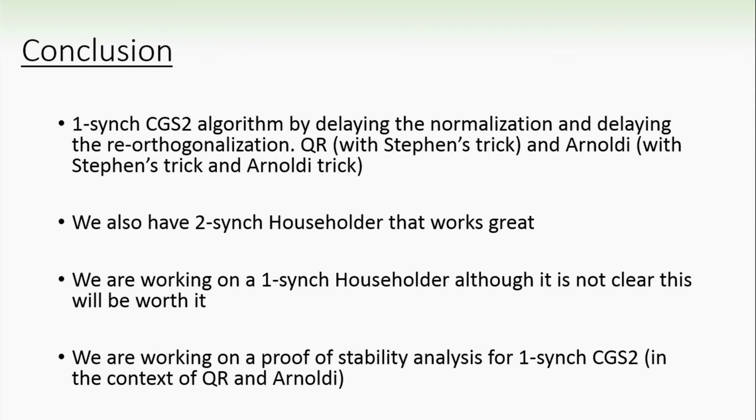So then my conclusion is, we have developed the CGS2 in the context of Arnoldi, and we have it in the context of QR, and I'm working on a Householder One-Synch right now. I have a Two-Synch already, reduced Walker's 5-sync down to 2, and I just want to play this game again with the Householder to move it down to a One-Synch. And as well, I'm working on the stability analysis of this for both QR and Arnoldi. Thank you.